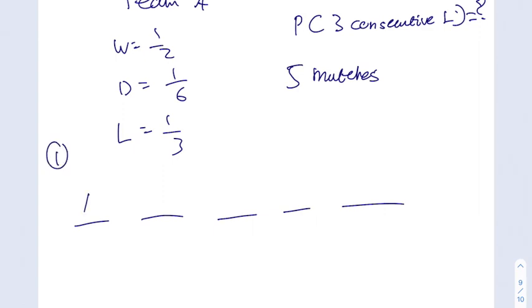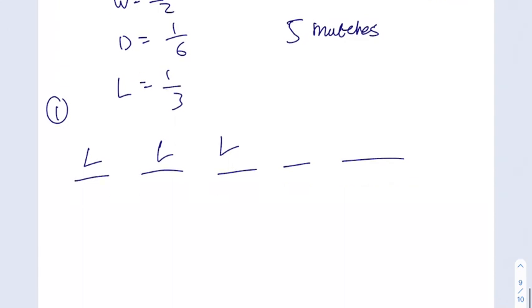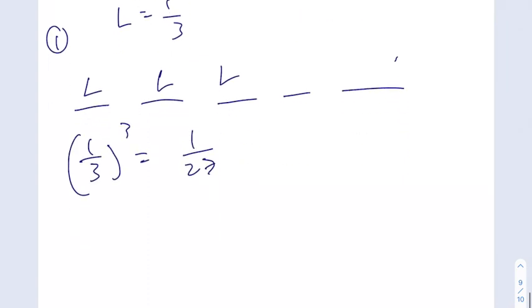So in scenario 1, we say that the team loses the first 3 matches. And we do not really care about what happens in the 4th or 5th match, because losing the first 3 matches already ensures that the coach is fired. So the probability of the team losing the first 3 matches is going to be 1/3 cubed, which is simply 1/27.